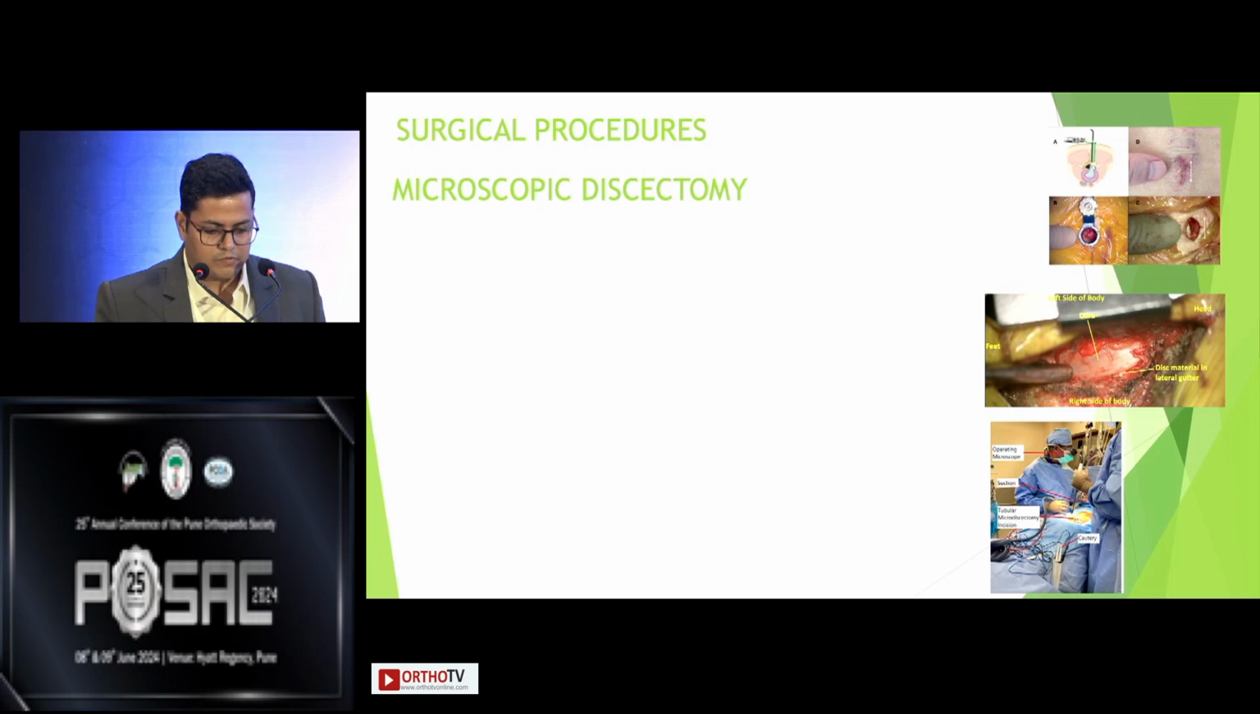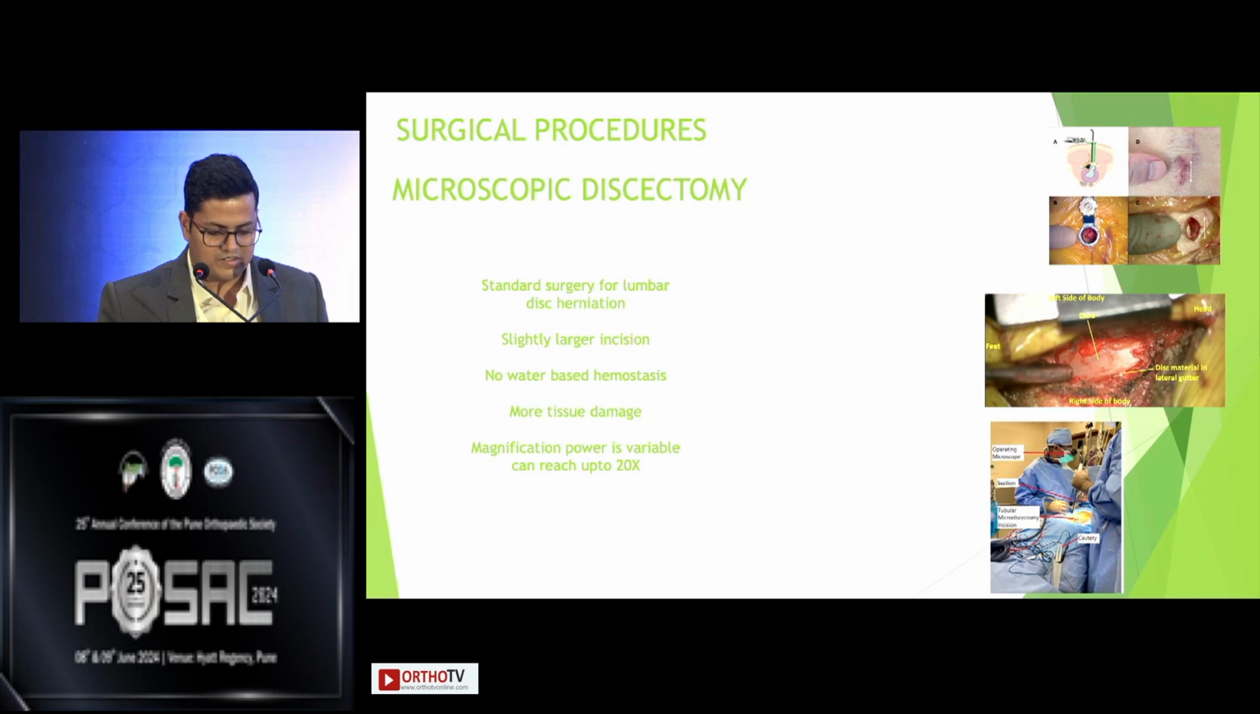For the salient features of microscopic discectomy, it is considered a standard surgery for lumbar disc herniation currently. Compared to the UBE, it has a slightly larger incision. No water-based homeostasis is achieved. It has slightly more tissue damage, and the magnification power is variable, which can reach up to 20x.